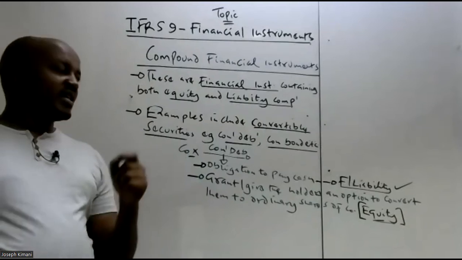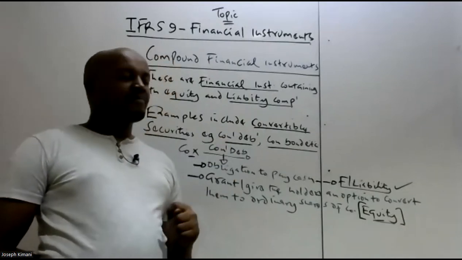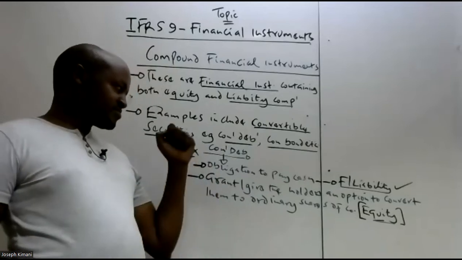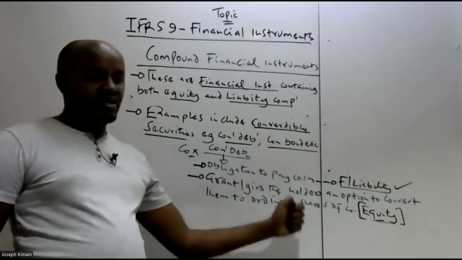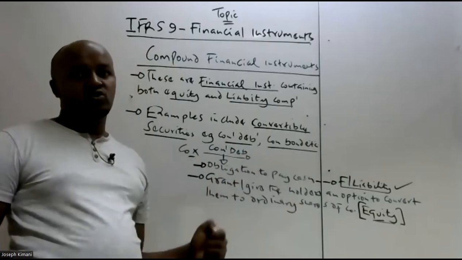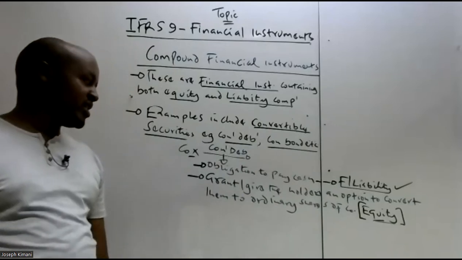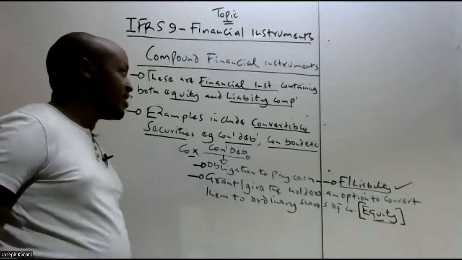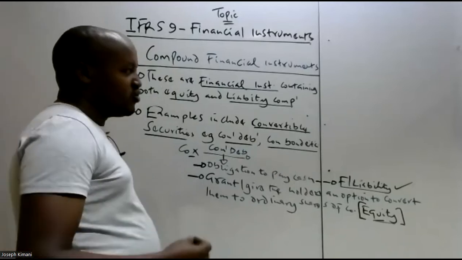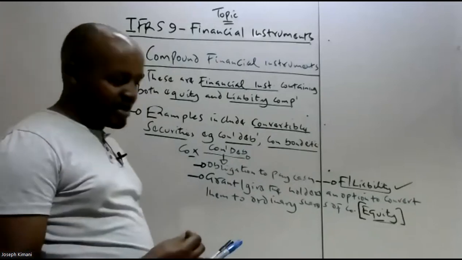The reason why we say they contain both the liability and equity component is because, one, they give the holders an option to convert them into ordinary shares, and two, they impose an obligation on the issuer to pay cash. Now, how should this compound financial instrument be accounted for?